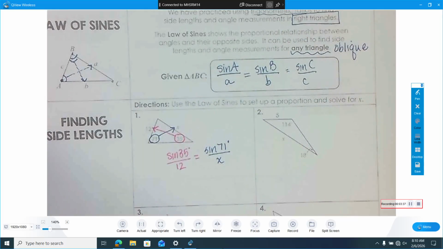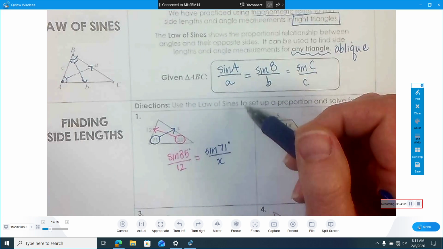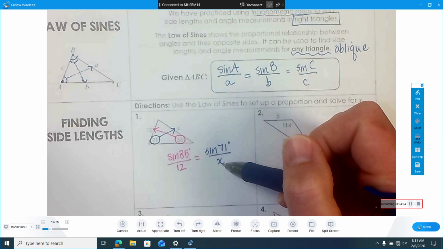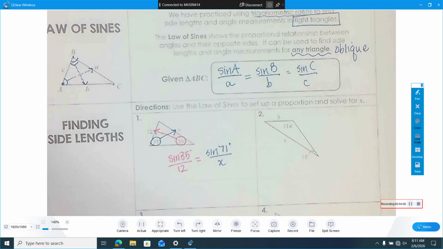Can we also put them as like a and uppercase A and lowercase a? So 71 would be the uppercase A, and then x would be a lowercase a. It's a side. Yeah.